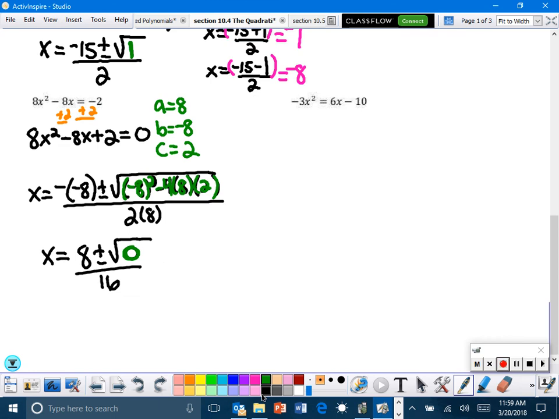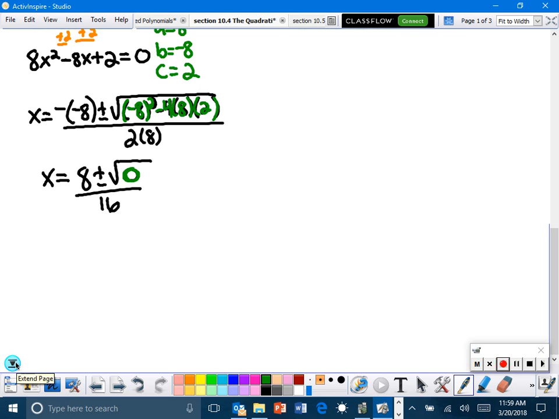So I know that the square root of 0 is 0. So x equals 8 over 16, because I don't need the plus or minus 0. That doesn't mean anything. That reduces to 1/2. And it's okay sometimes to have a decimal, which we'll see on our next example. So the decimal is 0.5. All right, two more. Here we go.